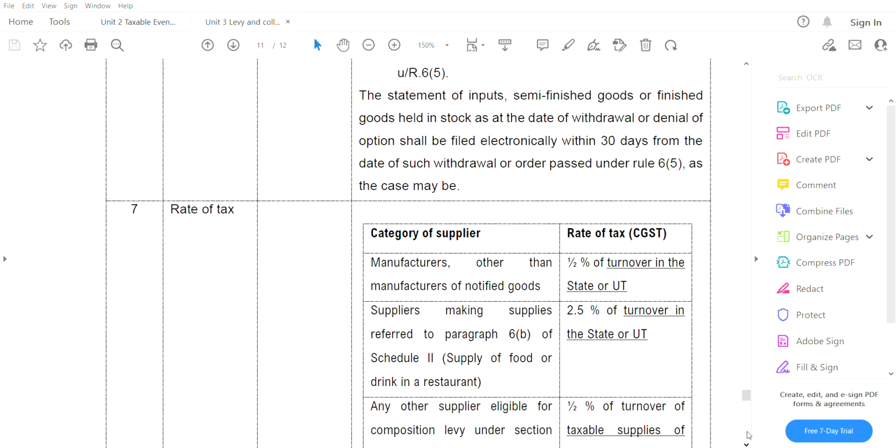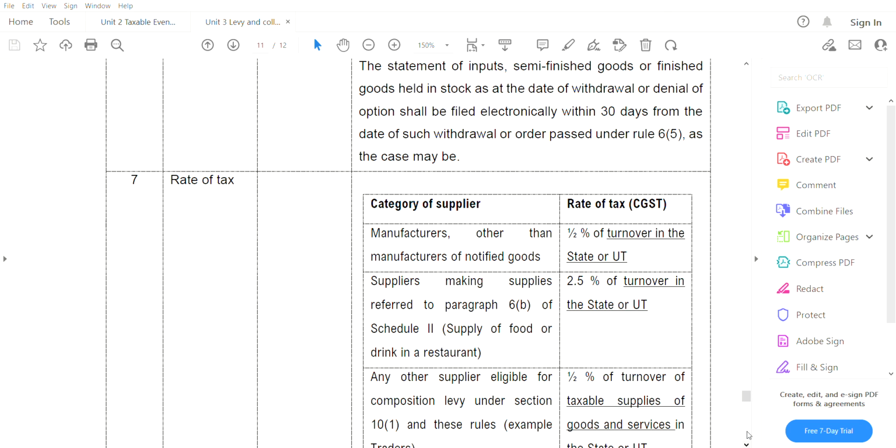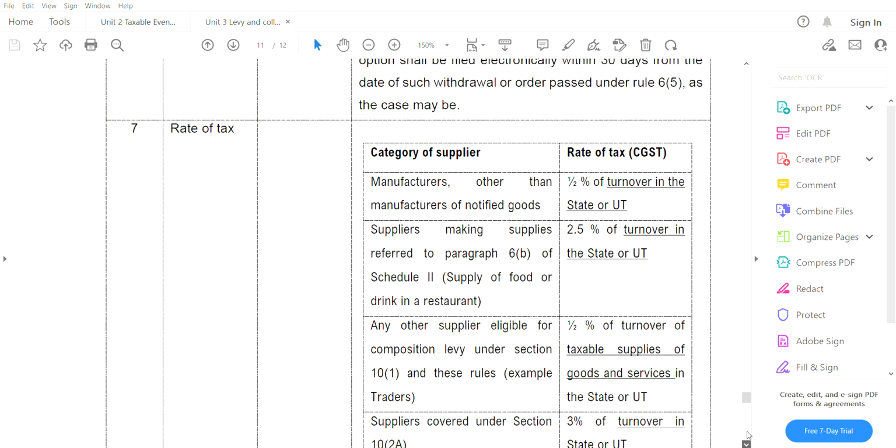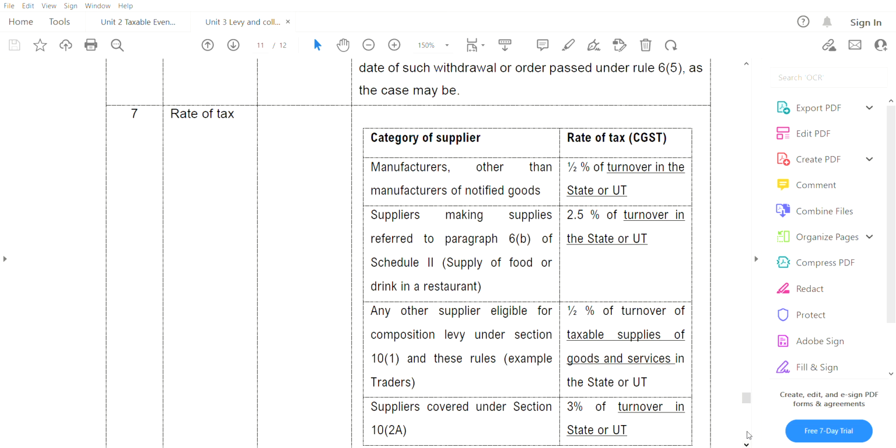Okay, then what are the rates of tax under rule 7? In case of a manufacturer other than a manufacturer of notified goods, you cannot come under the scheme. Okay, half a percentage of turnover in the state or union territory. Then supply of food or drink in a restaurant, composite supply of food or drink in a restaurant, 2.5% of turnover in the state or union territory. Then any other supplier who is eligible for composition levy under section 10 subsection 1, example traders which I have given, half a percentage of turnover of taxable supplies of goods or services in the state or UT.